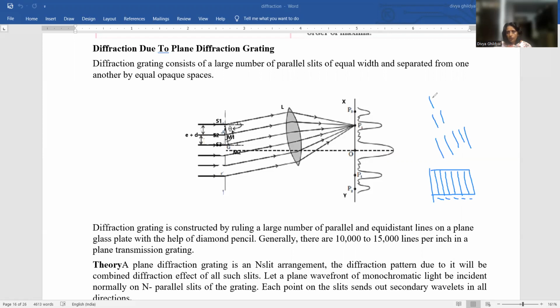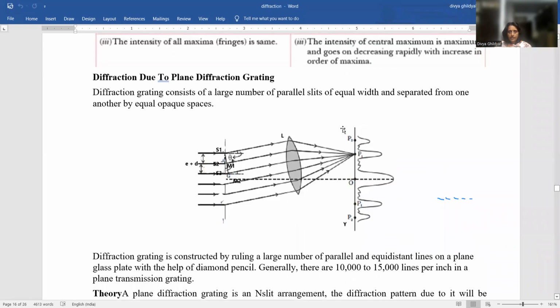So your syllabus was single slit 1, double slit 2, and now n number of slits. When n number of slits are there, they will give you n number of spectra. So we are studying grating today. Look at the diagram in front of you. This diagram has come due to diffraction because of n number of slits.